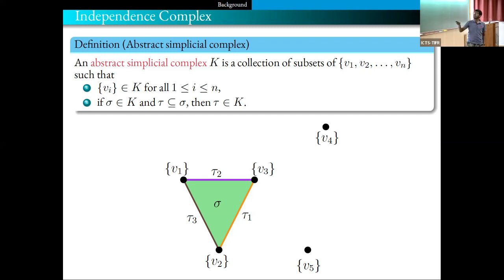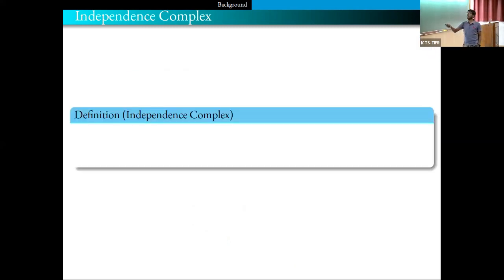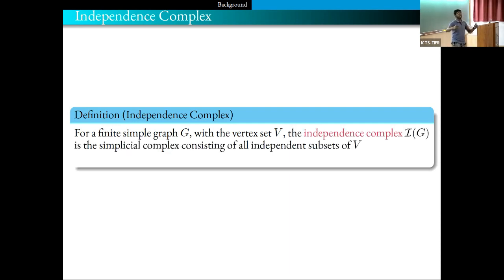Now let's come to the independence complex. If you have a finite simple graph with vertex set V, then the independence complex is what? You consider all the independent sets of the graph. What are the independent sets? They are sets of vertices which cannot be joined by a direct edge. If there is no edge between any two of the vertices, then that is called an independent set.